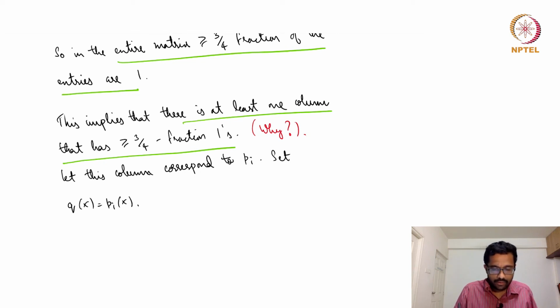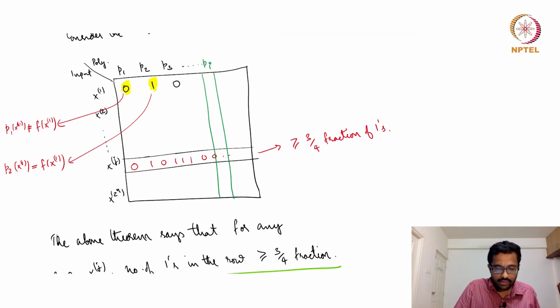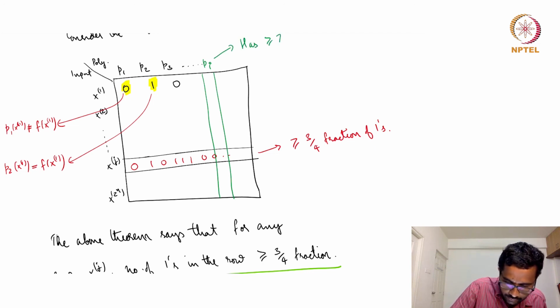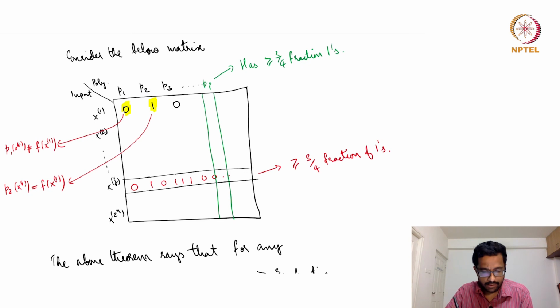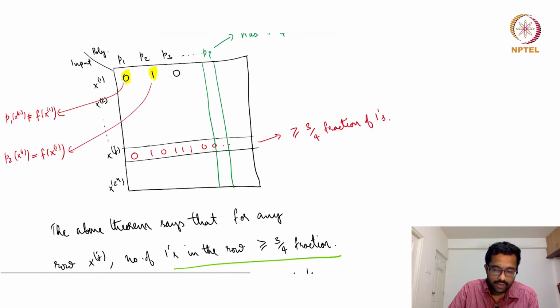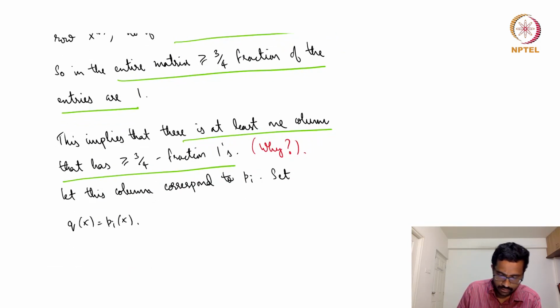Now let's say that column is Pi. This column is Pi that has 75% ones. This column is a polynomial. This Pi has 75%, or 3/4, ones, which means for this particular polynomial Pi, it gives the correct answer on 75% of the inputs. This column corresponds to Pi.